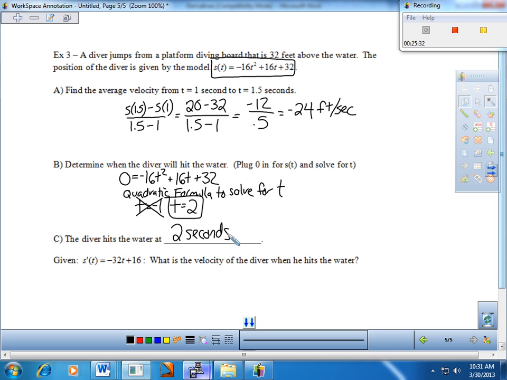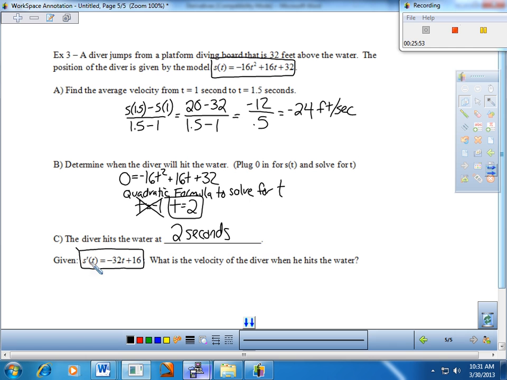So diver goes up, comes on down, and literally at the moment of impact on the water, according to this model, it would be at exactly 2 seconds. So let's use it. One last piece. So it says given, and guys, box, I was kind on this one. I gave you the derivative of this model right up here. So here's your function. Remember, the position function of the diver. Here, guys, is the derivative of that function, s prime of t.